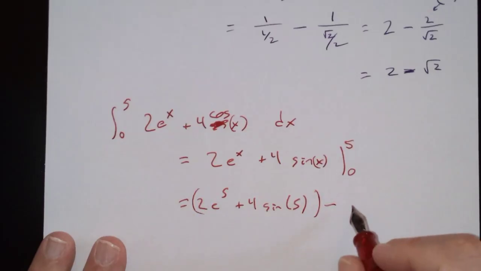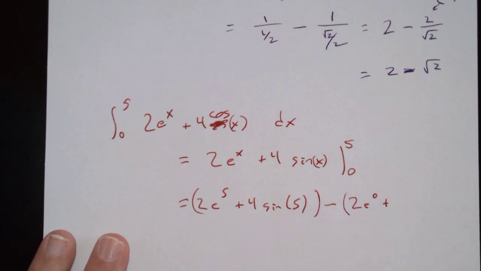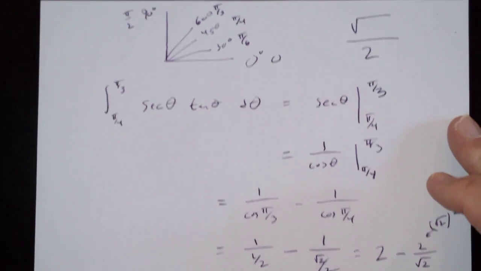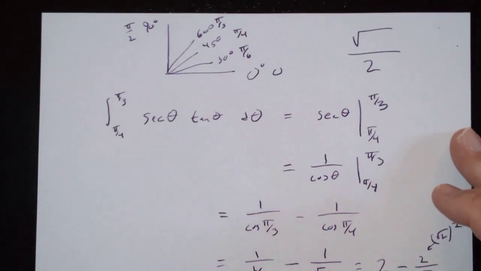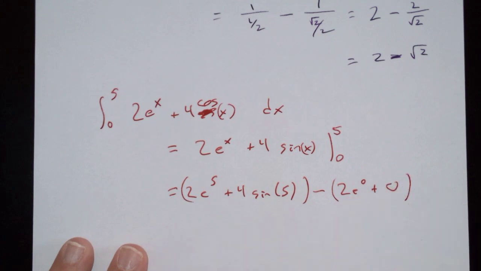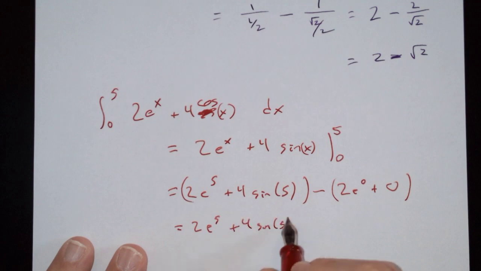Minus 2e to the 0 plus, wait a minute, what's sine of 0? Scroll, scroll, scroll. What's sine of 0? 0. So I get 2e to the 5th plus 4 sine of 5 minus 2.